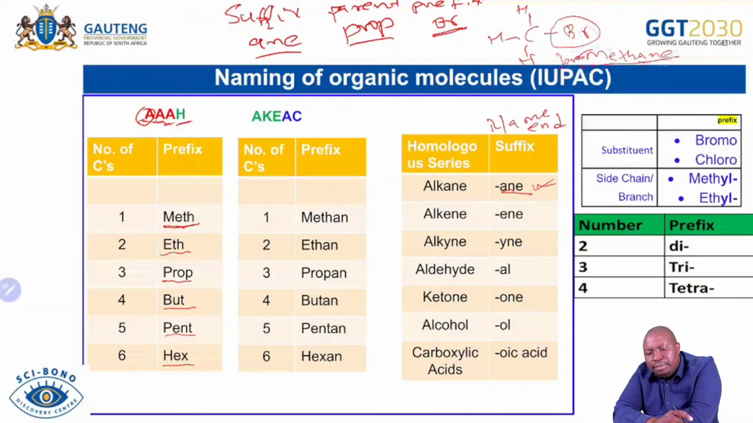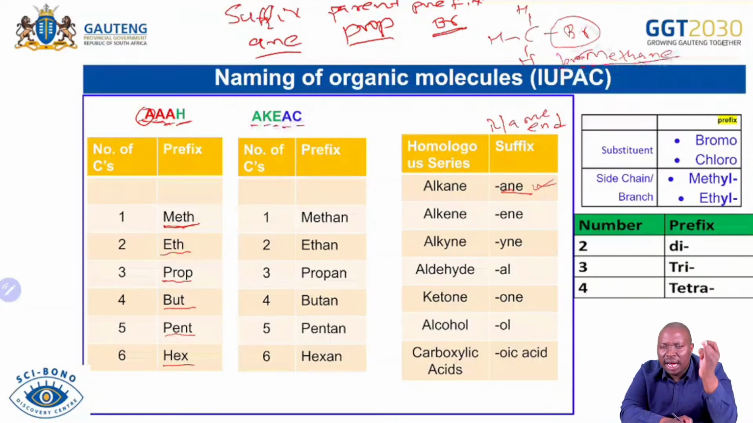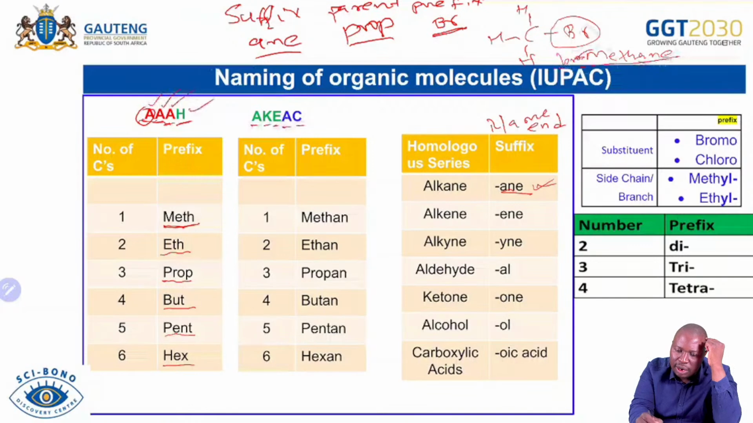Now, when it comes to aldehydes, ketones, esters, alcohols, and carboxylic acids, those remaining groups, because we are doing 9, we talked about the first 4, which are alkanes, alkenes, and alkynes, and haloalkanes.